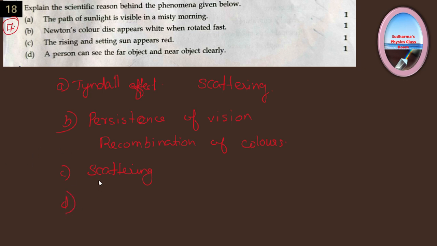A person can see far object and near object clearly. This is not in our syllabus, but I'm not leaving only one question here because it's a part of a single question, right? So the phenomenon is called power of accommodation. Power of accommodation is a property of our human eye.